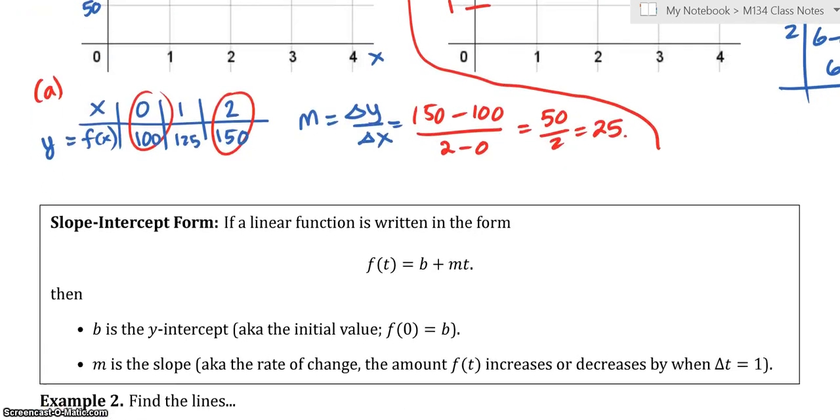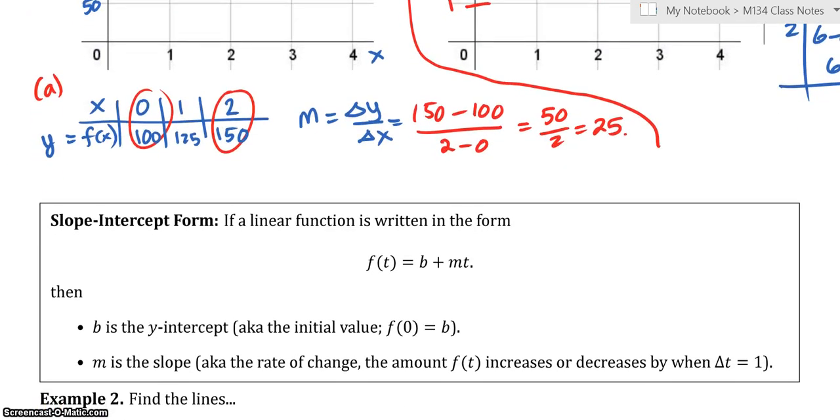So here's the formula. It's called the slope-intercept form, because that's what it gives you. You can use this formula, or if you've seen y equals mx plus b, if you're using y's and x's, you can use that. B is the y-intercept, aka what we saw before was the initial value. It's when f of 0 equals b. M is now the slope, aka the rate of change, and it's the amount it increases or decreases when the change in time or the change in x goes up by 1.